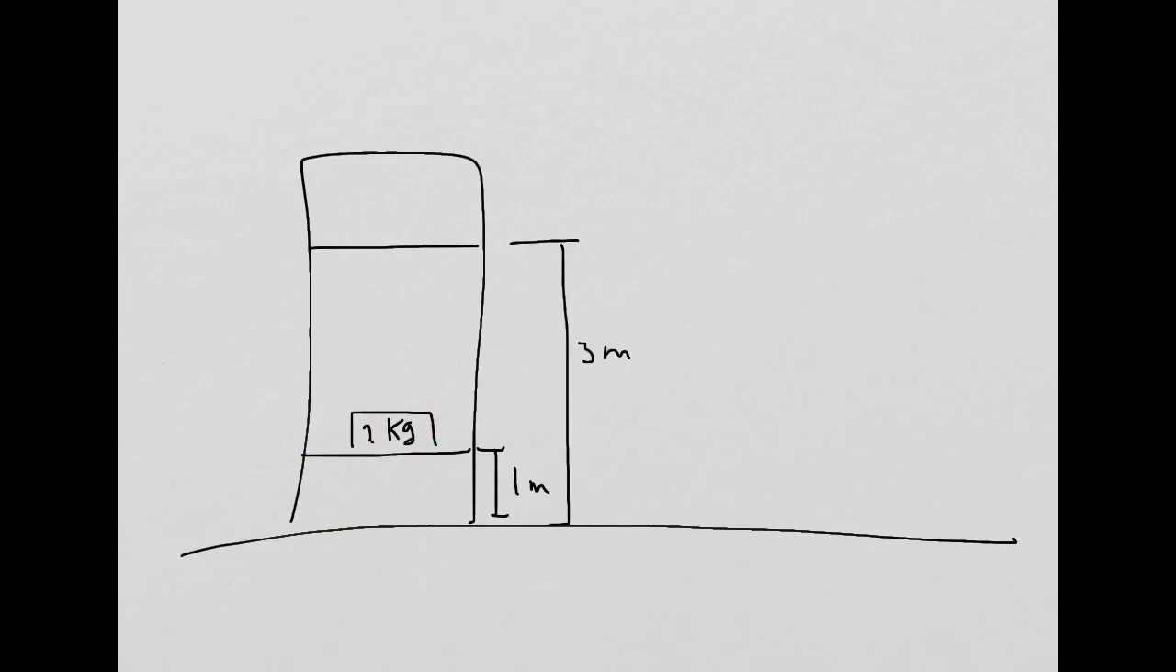Okay, so we already know that PE is equal to mass times gravity times height. The mass of the book is 2 kilograms. The gravity is 10. And the height is 1 meter above the ground. So I know that my potential energy is 20 joules.